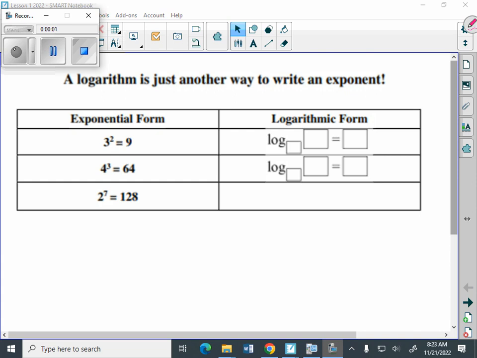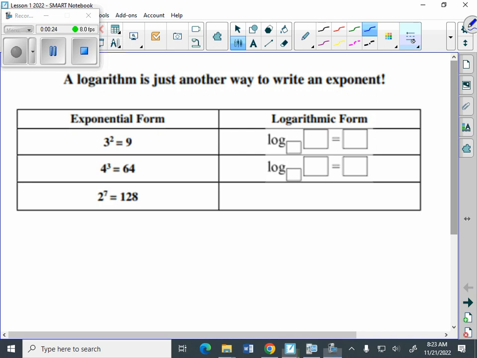So today we're starting a new unit called logarithms. And at the very top of your page it says a logarithm is just another way to write an exponent. And that's going to be something that I'm going to be saying over and over today. I'm going to shoot for 50 times. But here's the thing.